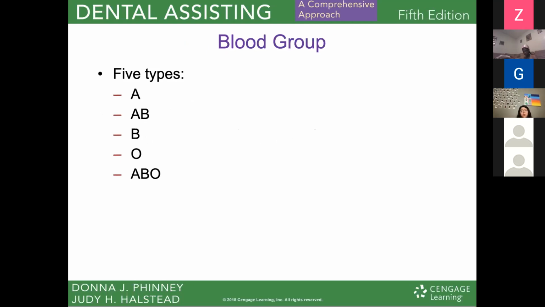Okay, there are different blood groups. The 5 blood groups are A, AB, B, O, and ABO. For the purposes of this class, we don't need to go into what makes a person have a different type of blood type. Just know that there are 5 types of blood groups and what they are. There's A, AB, B, O, and ABO.